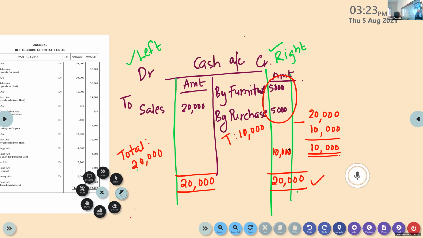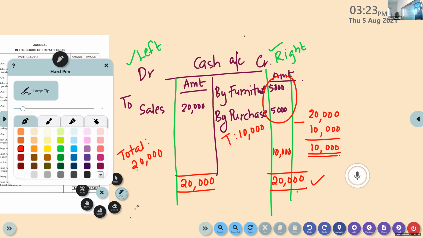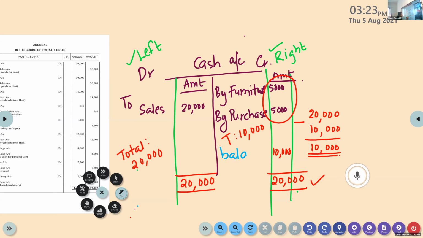We will write the deficient amount, whatever it is. We are going to subtract this and write the amount just above the total column, the total of the right hand side. And this figure, we mention it as balance carried down, CD, C bar D, carried down. Okay? Balance carried down. Do you understand?